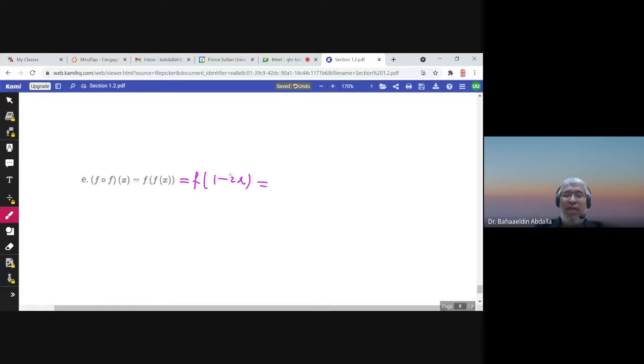And now to find f of this, I use again the same definition, 1 minus 2, but I replace x with 1 minus 2x. So it would be 1 minus 2 times 1 plus minus 2 times minus 2x, which is 4x. 1 minus 2 is negative 1, plus 4x. So this is f circle f of x.